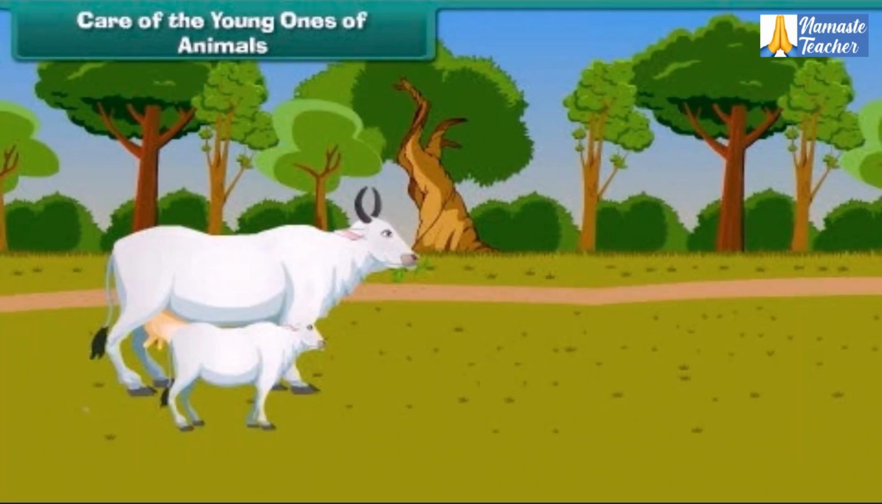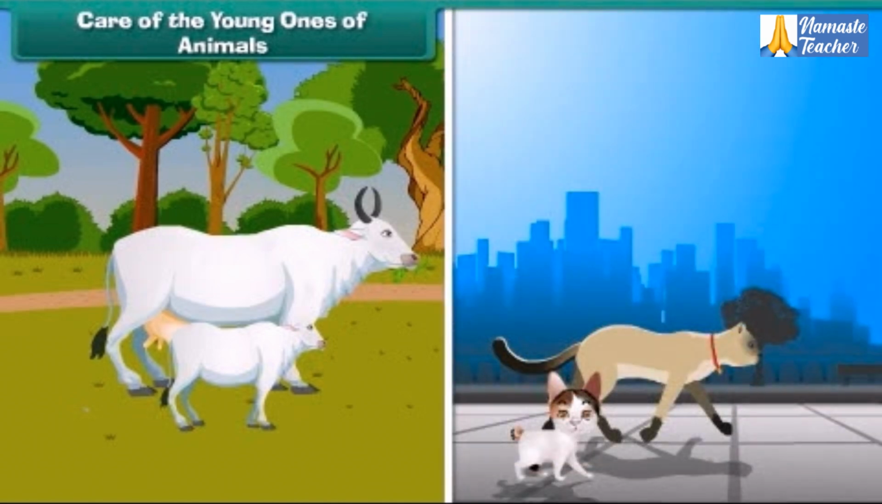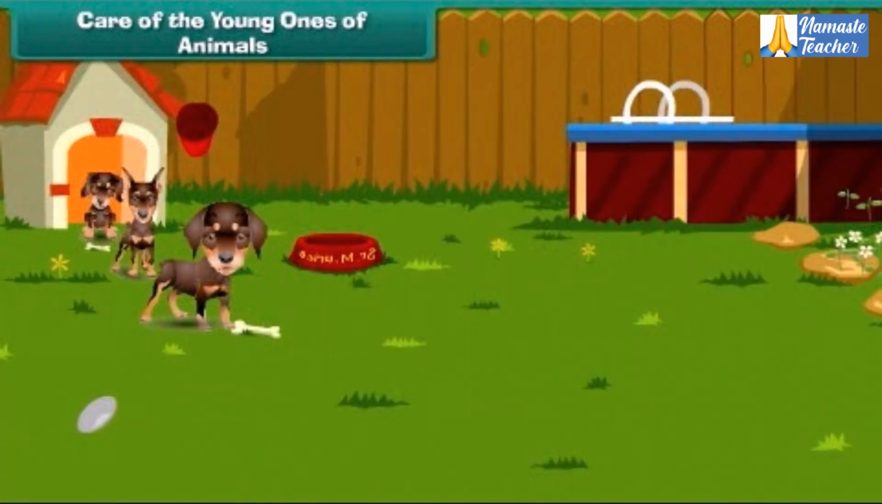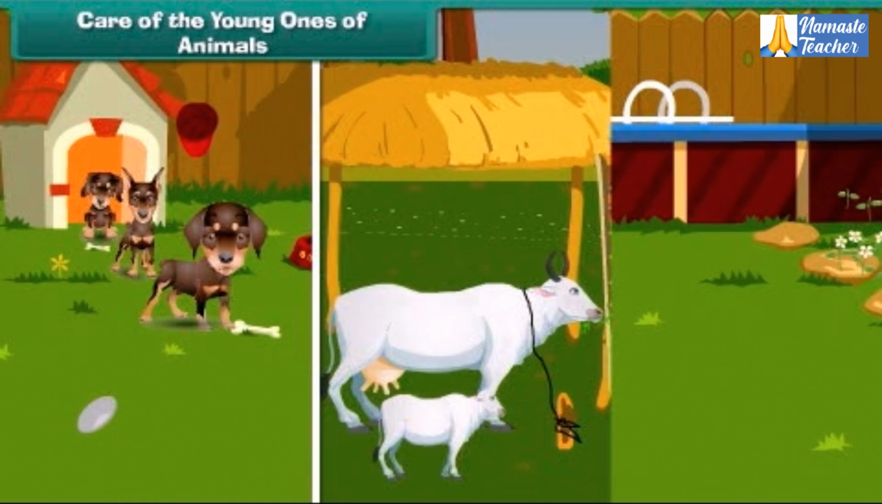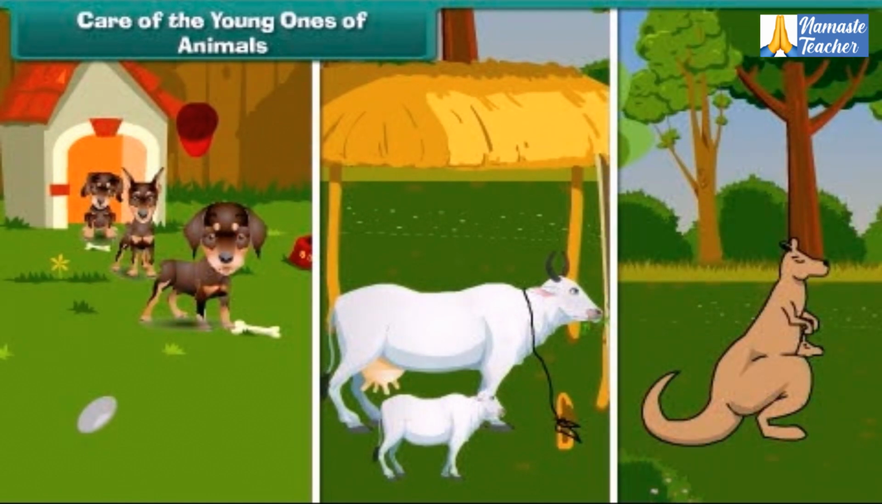Now let's move on to another topic, that is, taking care of the young ones of animals. We see that young ones of animals look like them. Animals take care of their young ones and feed them. To protect puppies, dogs should be kept in a kennel. To protect cows and buffaloes, they should be kept in sheds. To protect its baby, a kangaroo keeps it in its pouch.